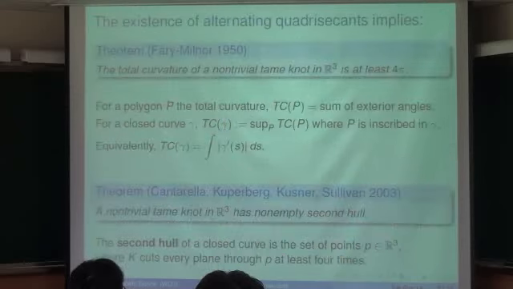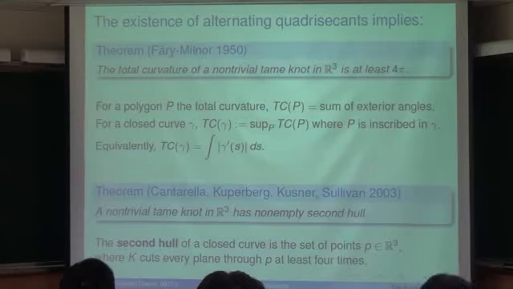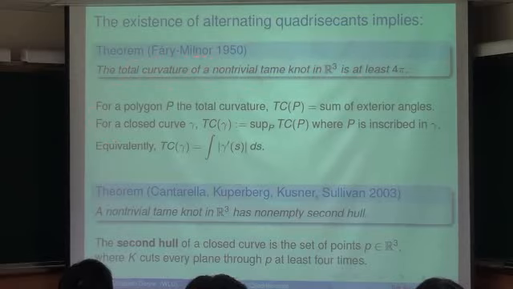So I thought I might introduce what I'm going to talk about tomorrow, that I'm interested in geometric knot theory. I'm interested in using topological results to say something about the shape of knots. And this is a very famous theorem, the Fary-Milnor theorem. The total curvature of a non-trivial tame knot is at least 4 pi.